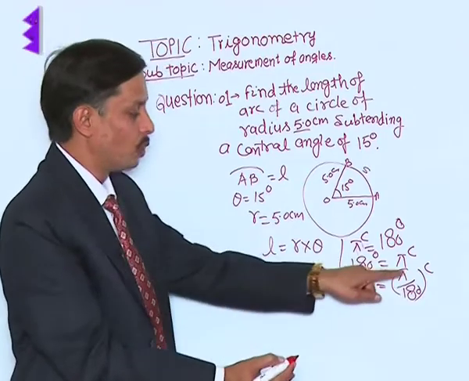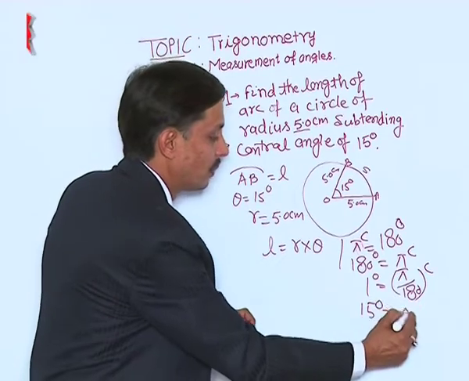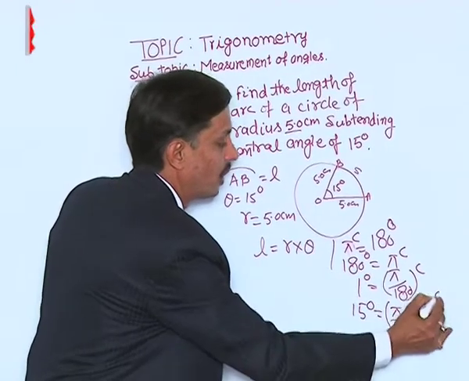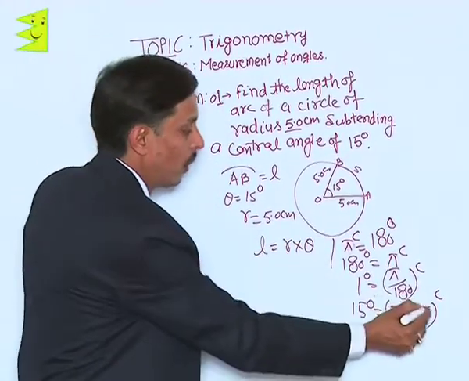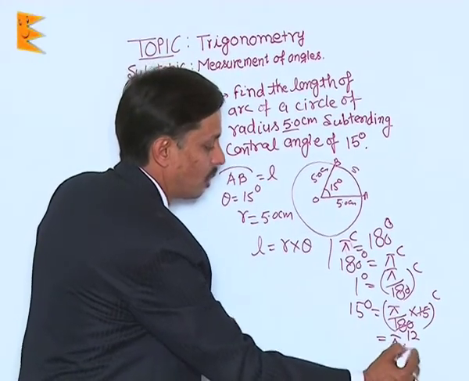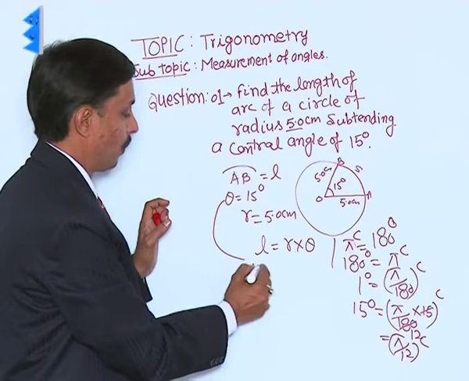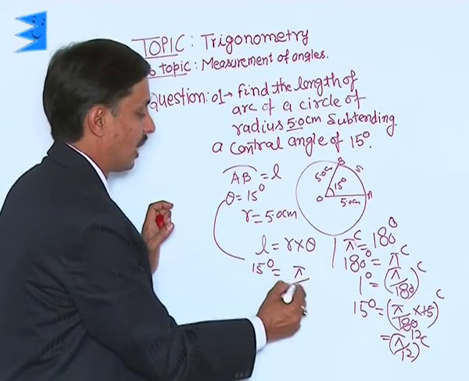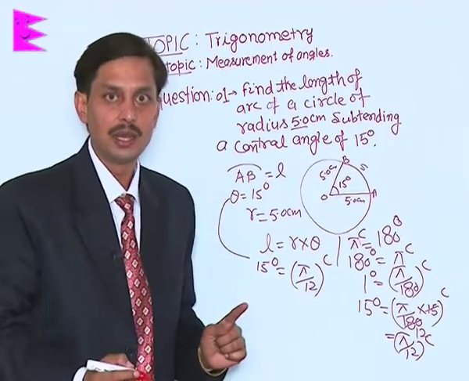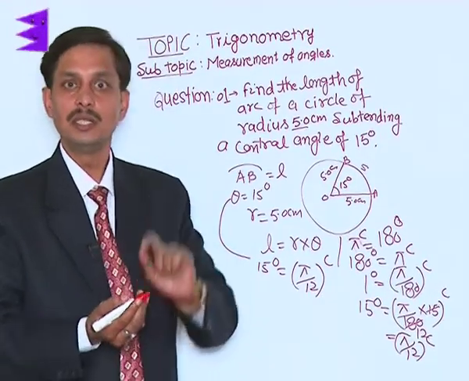Now, what is 15 degree in radians? 1 degree is equal to pi upon 180 radians, so 15 degree is equal to pi upon 180 into 15 radians. 15 twelves are 180, so it is coming pi upon 12 radians. So this theta, 15 degree, becomes pi upon 12 radians, because it is mandatory to convert the angle into radians, either if it is in grades or in degrees.